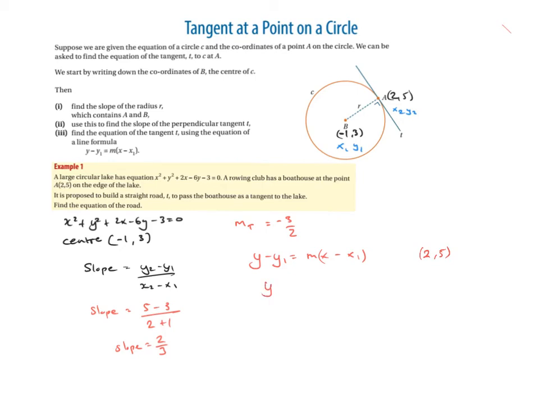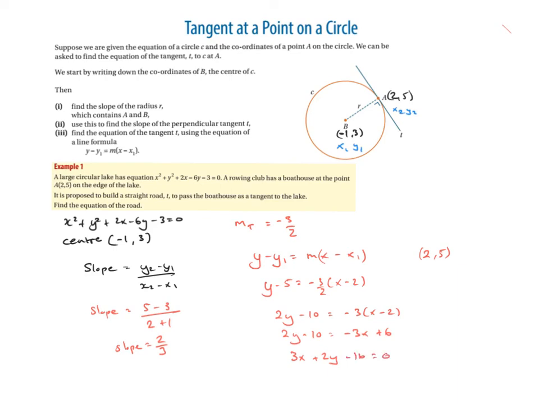So y minus 5 is equal to m, which is minus 3 over 2, times (x minus 2). We're going to multiply everything by 2 to get rid of the fractions. We get 2y minus 10 is equal to minus 3(x minus 2). I'm going to multiply out the right hand side, so we get 2y minus 10 is equal to minus 3x plus 6. Take everything across to the left hand side to keep the x's positive, so we get 3x plus 2y minus 10, minus the other 6 comes across, so minus 10 minus 6 is minus 16, and that is equal to 0.